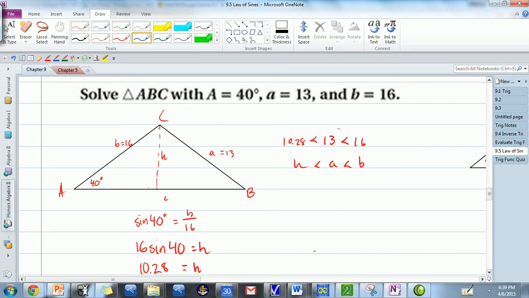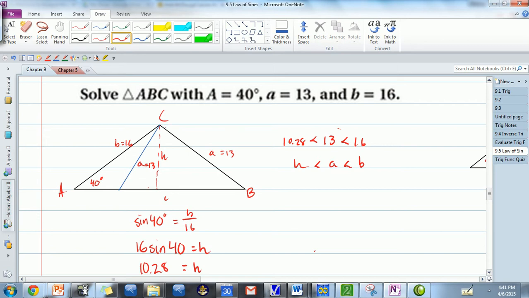Then you have to understand that you also have this itty bitty triangle right here. Let me draw that better for you. That's a better drawing right there. So understand here you still have a is equal to 13. But the only difference now is this angle here and whatever c is.